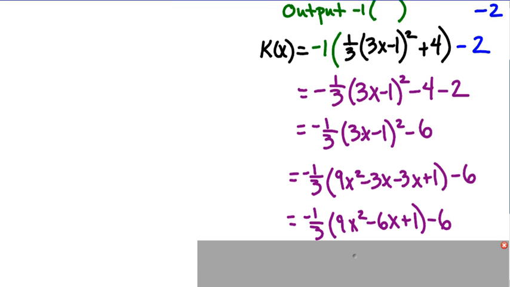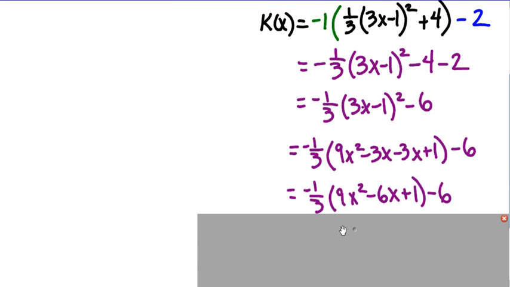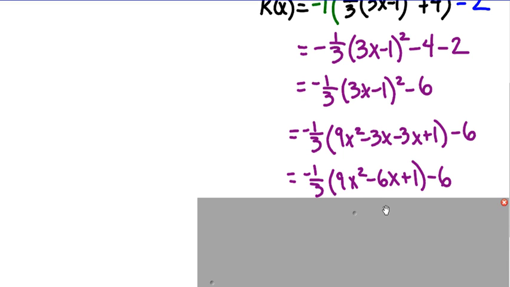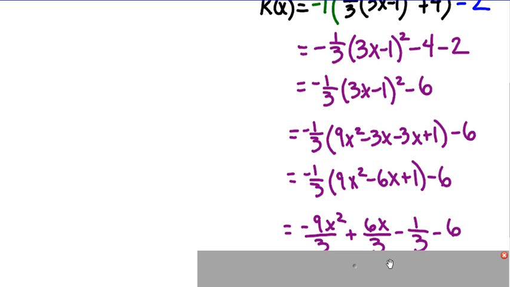Closer to getting the polynomial in standard form, but not quite yet. We have to distribute the -1/3 to every term within the parentheses. So again, this is written as a fraction. Envision these as fractions, write them over 1. Multiplying fractions, you multiply the numerators, then the denominators. So I would have a -9x squared over 3, a positive 6x over 3, and a -1/3. And don't forget, you still have the -6.